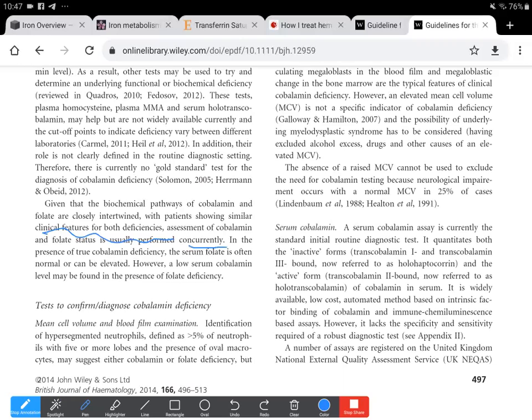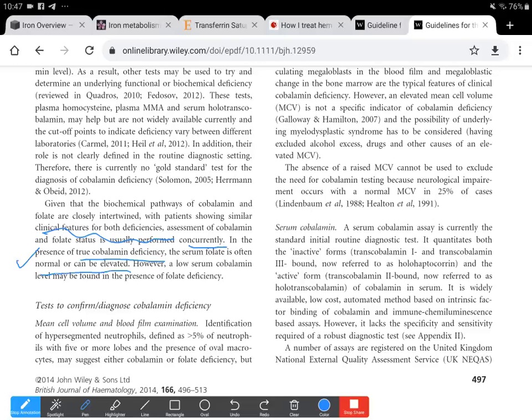In the presence of true cobalamin deficiency, serum folate is often normal or can be elevated. This is another hint. So even if our lab values may not indicate the deficiency as such, we need to do not only the serum cobalamin levels, but also the serum folate levels, because they may sometimes be normal or even elevated. In folate deficiency, however, the cobalamin levels would also be low.